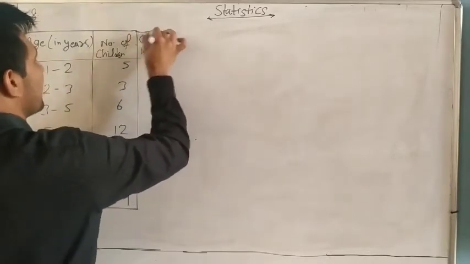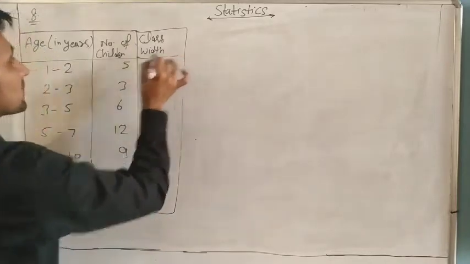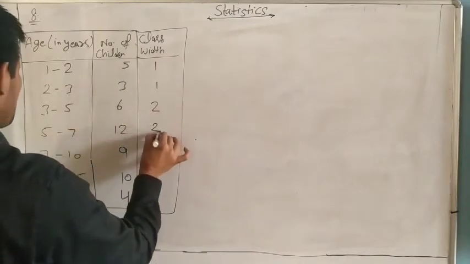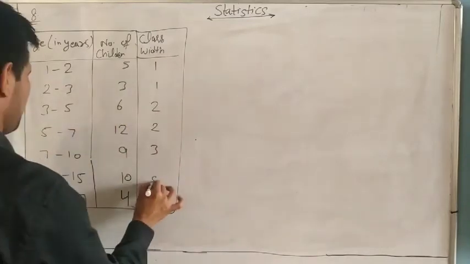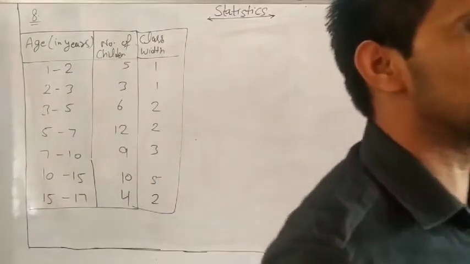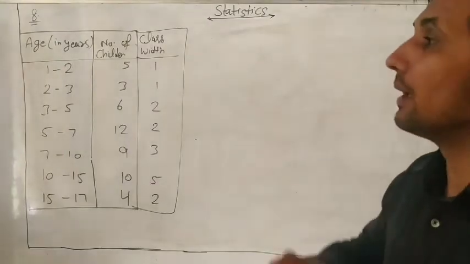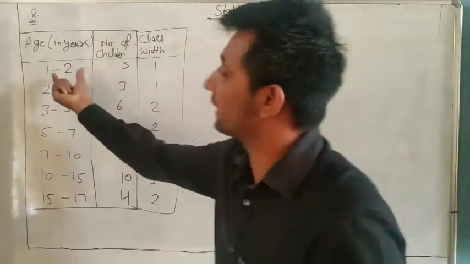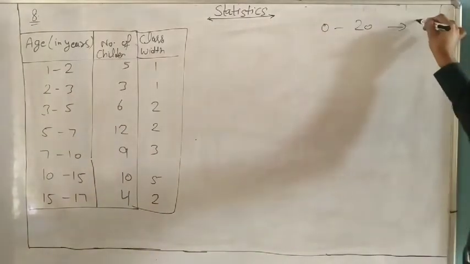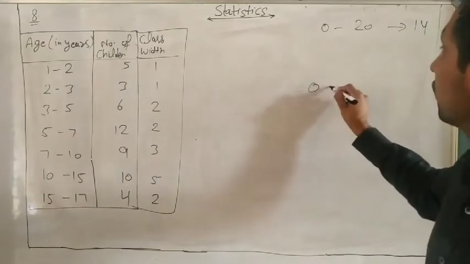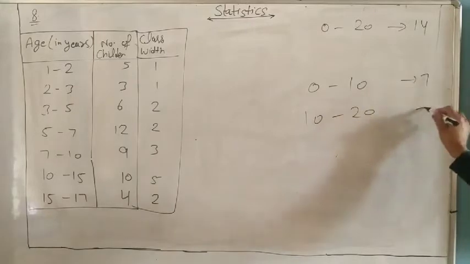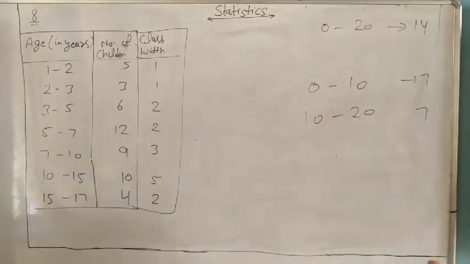And what is class width? Check it first. Are the class widths same or not? What is 1, 1, 2, 2, 3 and 5 and 2. The class widths are not the same. If the class widths are not the same, then we will proportionate. Like this one, 0 to 20 is 14 students. If I broke it into 0 to 10 and 10 to 20, it means I broke it into 2, so 7 is there, half is also there. In proportion. Understand it or not?